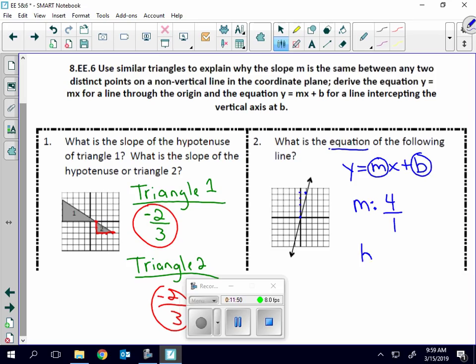And then the y-intercept is where it hits the y-axis. Where does it hit the y-axis? Well, right here at 0. So we have y equals 4x plus 0, or just y equals 4x.